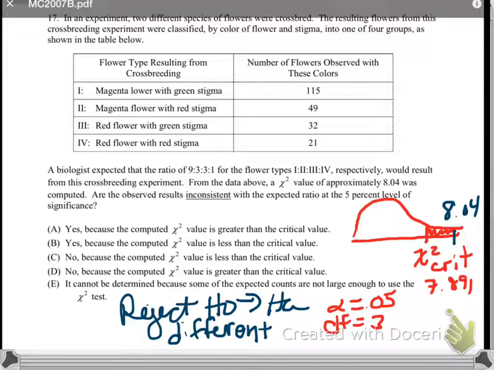So it says 8.04 was computed, are the observed results inconsistent with the expected? So the answer is yes, they are inconsistent. So it's either A or B, and it's because the computed chi-squared is greater than the critical value. So the answer here is A. Look on the table. I want you to physically see the table. You have one in your book, near the end of the appendix, or go online to look at it.